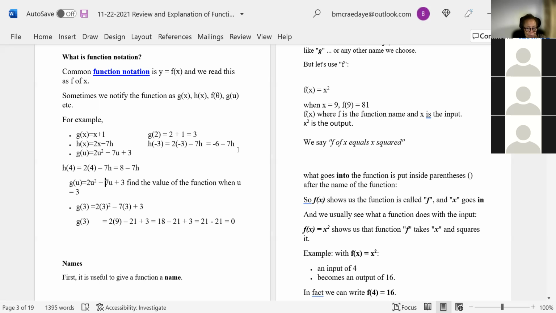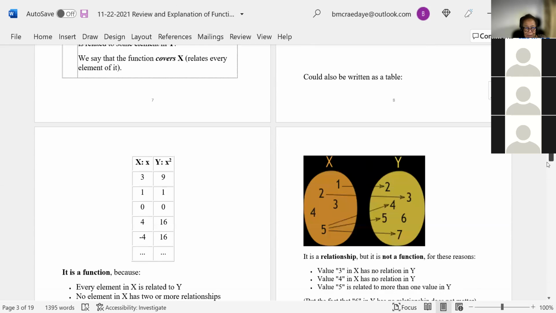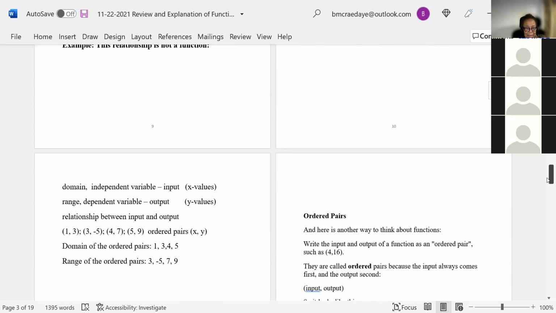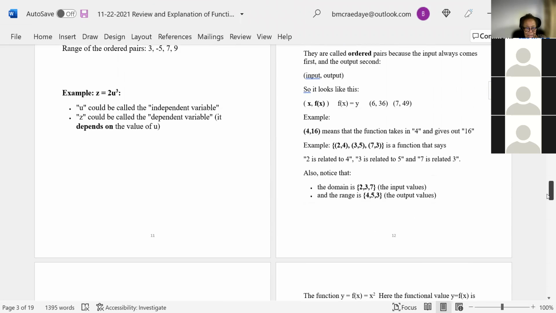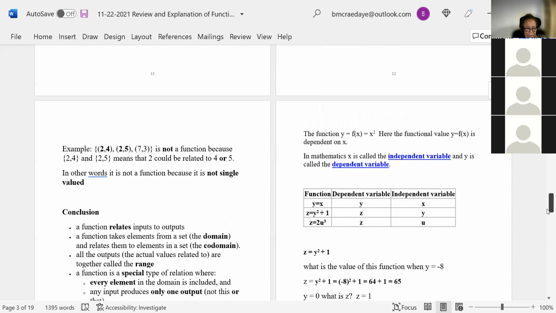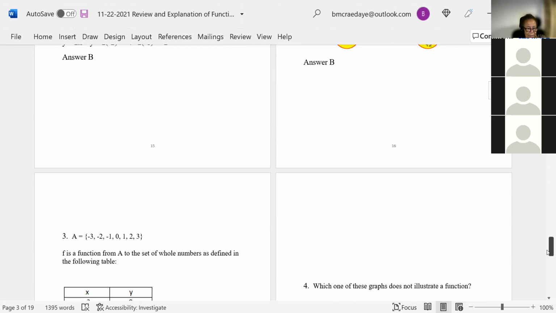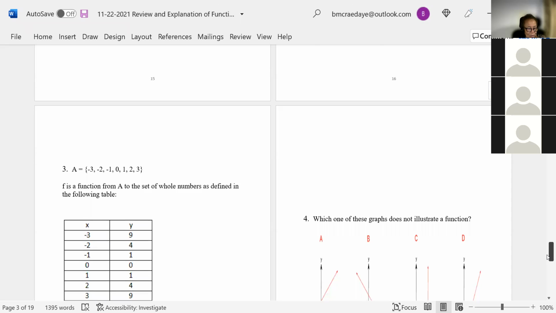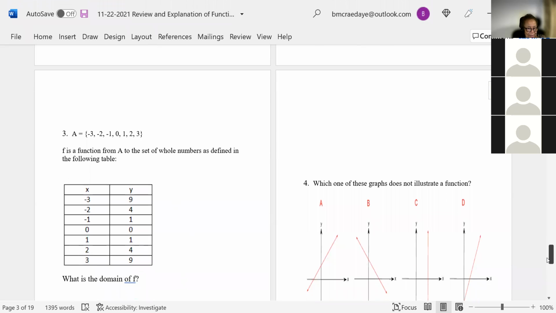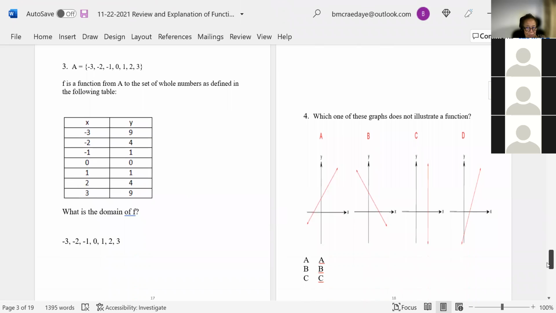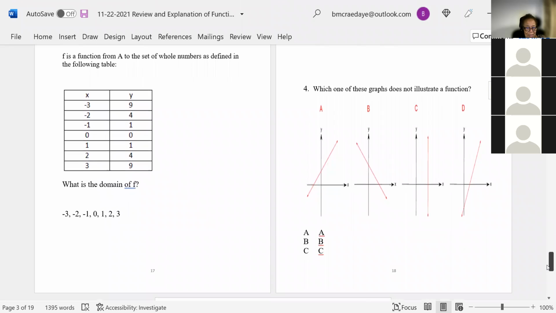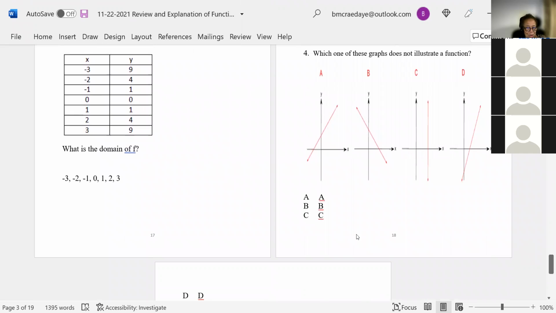Okay. Now, where were we? We were looking at the domain. And domain is x values and the range is the y values. Okay, we did the mapping. You gave me the right domain, the x values. Now, number 4 is a graph. Which one of these does not represent a function?